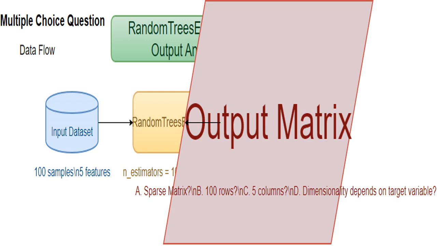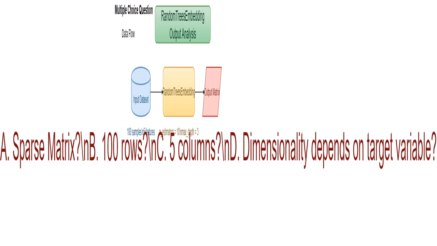I'm interested in the resulting matrix after RandomTreesEmbedding processes the data. This matrix will be the transformed version of my original dataset. I'm asking myself, will the output be a sparse matrix, mostly zeros? Will it have 100 rows, one for each original data point? Will it have 5 columns, same as the original? I will find out the answers with my analysis.